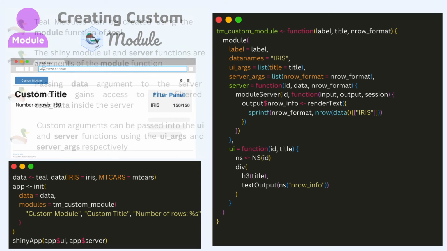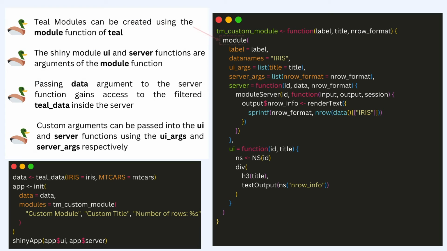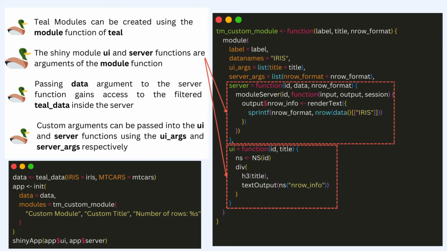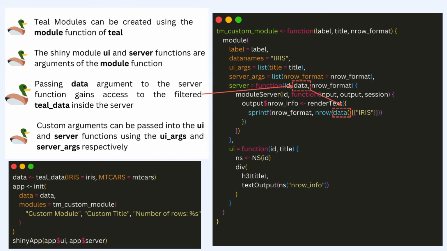Let's quickly summarize what we have seen so far. Teal modules can be created using the module function of Teal. The Shiny module UI and server functions are arguments of the module function. Passing a data argument to the server function gains access to the filtered Teal data inside the server. Custom arguments can be passed into the UI and server functions using the ui_args and server_args respectively.